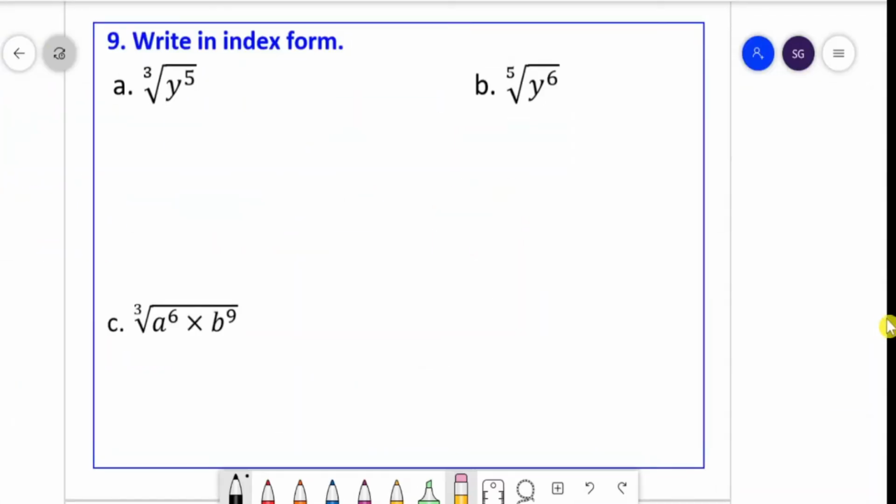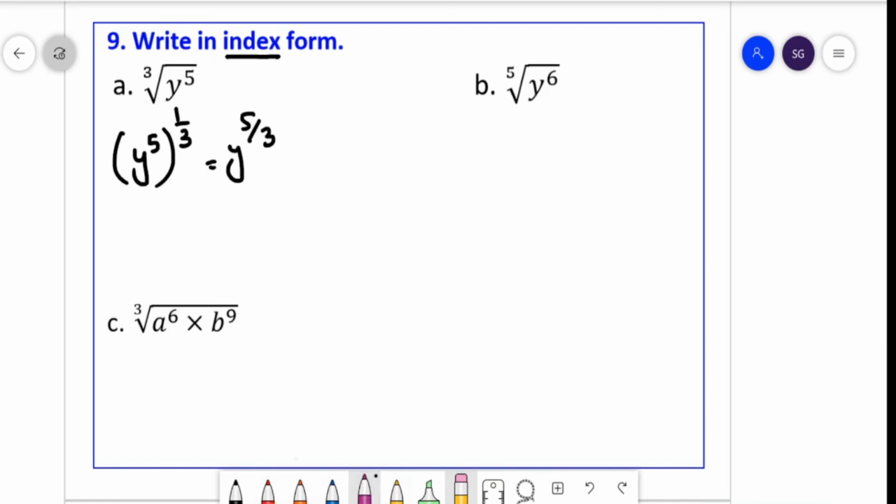Okay, now question number 9, we now see the radical signs. So first we will convert from radical form into the index form. In fact, this is our task, to write it in the index form. So we have y power 5, and cube root means 1/3 of the power, and then power of power means they are multiplied. So this is 5 times 1 over 3, which is 5 over 3.